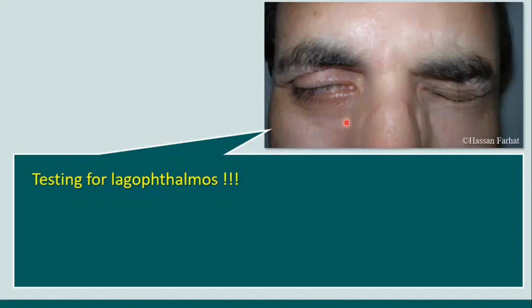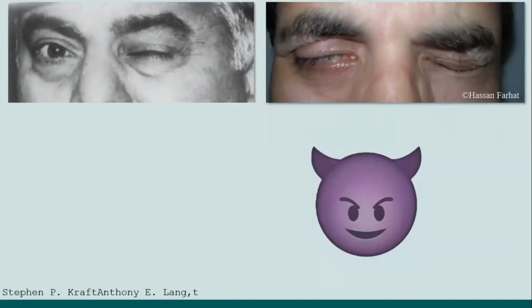So again, basically for testing lagophthalmos, we ask the patient to gently close their eyelids. If we get lagophthalmos, we may ask the patient to forcibly close their eyelids to see if the lagophthalmos will disappear or not. In such a case, the lagophthalmos is still present even with forcible closure. This means that the orbicularis here is very weak because of the Bell's palsy. All right? This is a tricky question.